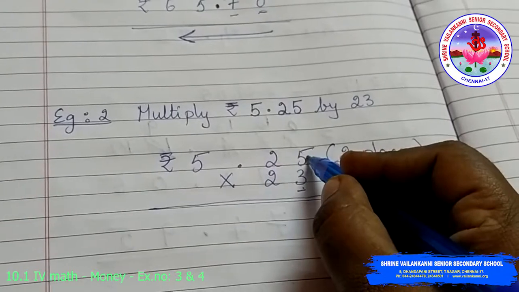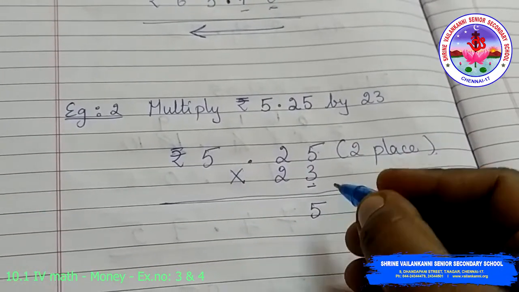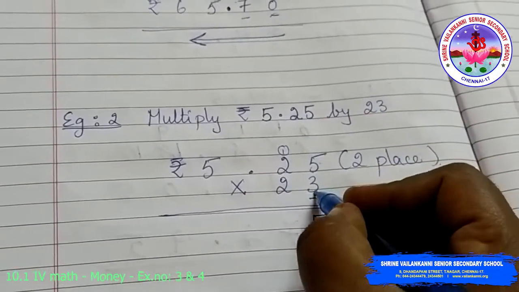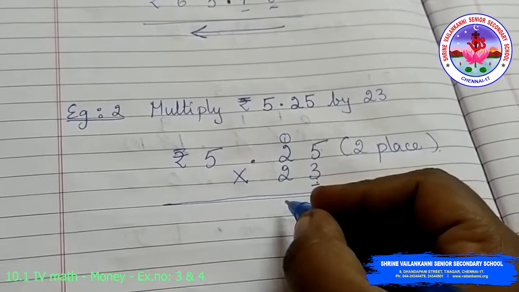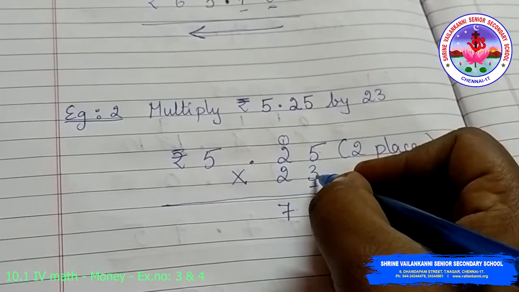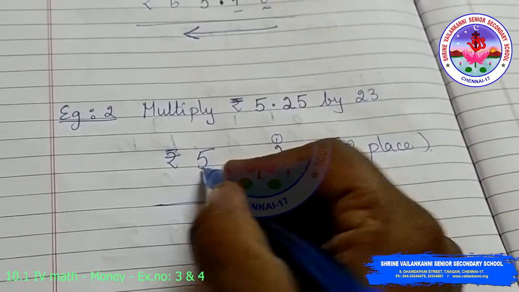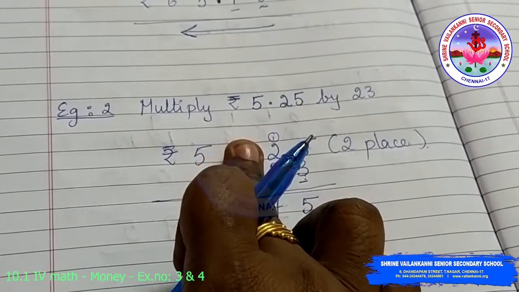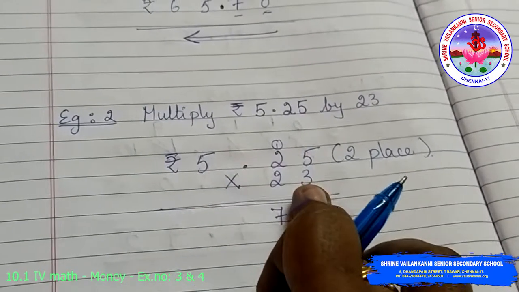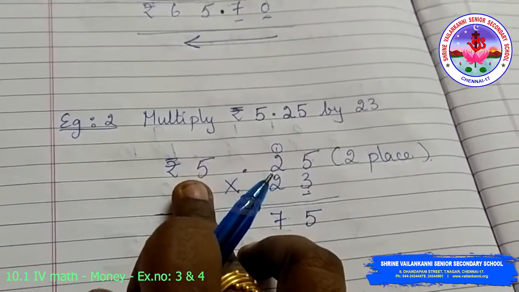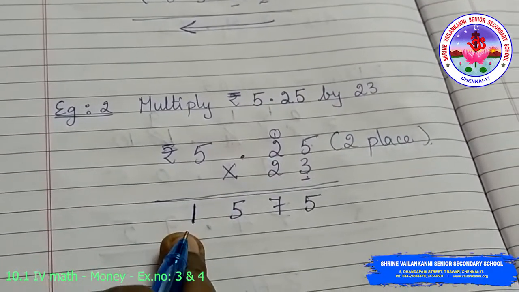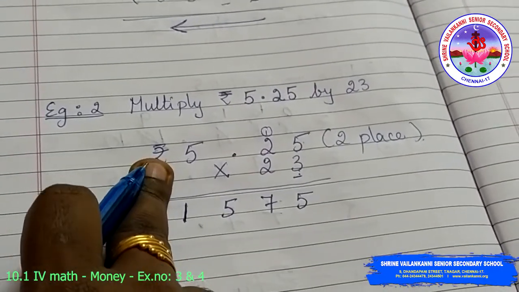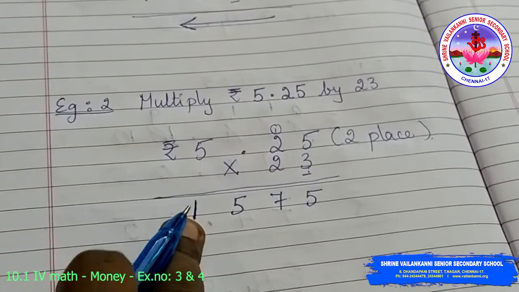3 fives are 15, 5 and 1 carry. 3 twos are 6, 6 plus 1 is 7. Now don't include this decimal. 3 fives are 15, so 5, 1. I am writing this 1 here itself because I don't have any other value, so directly I am writing here.